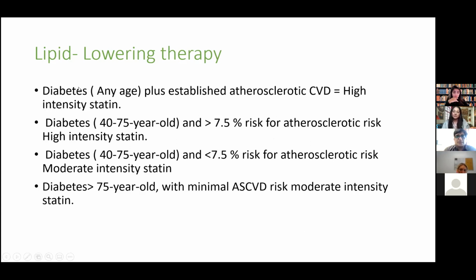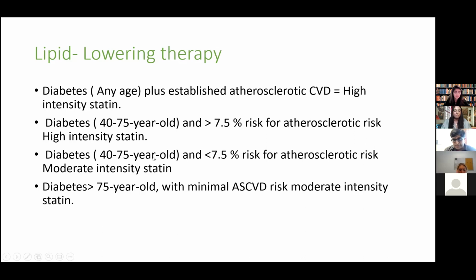So mostly, if the patient has already had a cardiovascular event or a stroke or heart disease, then they need a high intensity statin, which is your rosuvastatin and atorvastatin higher dose, so 40 and 80. So if they already have an established cardiovascular disease, they need a high intensity statin. Any diabetic between the ages of 40 and 75, and if their 10-year risk, based on that scale, is more than 7.5, then they also need a high intensity statin because they're at high risk for developing problems. So again, this is rosuvastatin and atorvastatin.